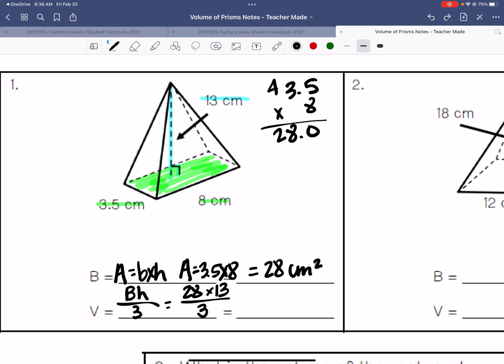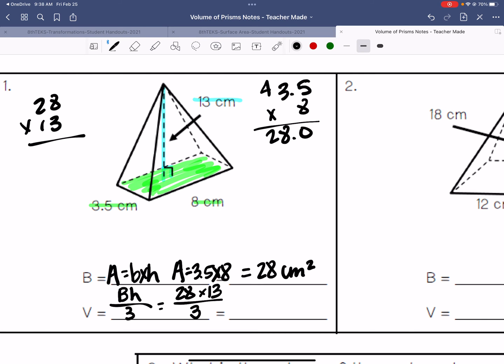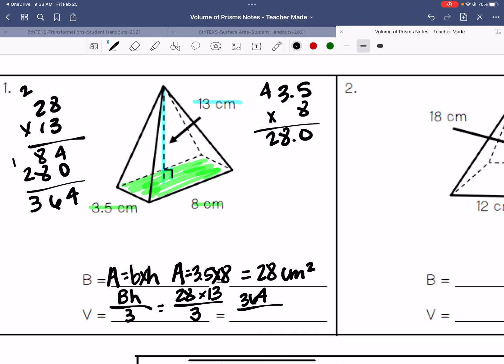Now, I'm going to be honest with you. I don't know off the top of my head what 28 divided by 3 is, because the closest I can get is 3 times 9, which is 27. So it's going to give me a decimal, so I'm not going to divide first, but we could if we wanted to. So we need to multiply first. So that's going to be 364. And it's 364 divided by 3.